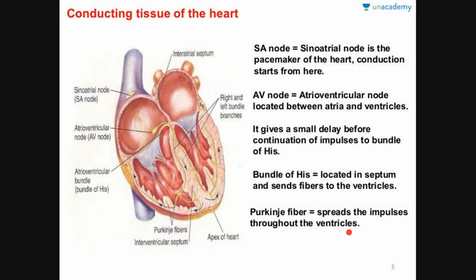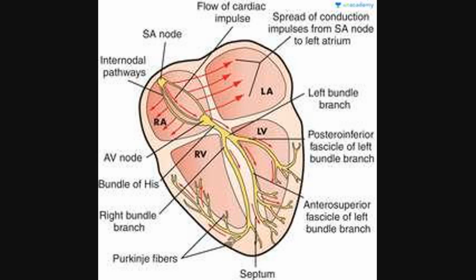Now here you can see that from the SA node, internodal pathways are present, which takes the impulse to the AV node, and from the AV node bundle of His is present, and bundle of His takes the pathway and divides into the two bundle branches, which are the left bundle branch and the right bundle branch. Now right bundle branch and the left bundle branch further divides into many Purkinje fibers, which directly innervates the cardiac muscle fibers and helps further in the contraction.